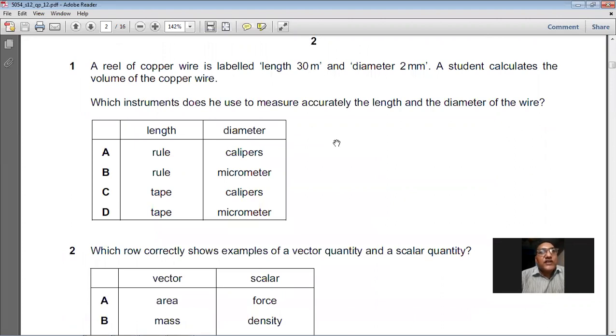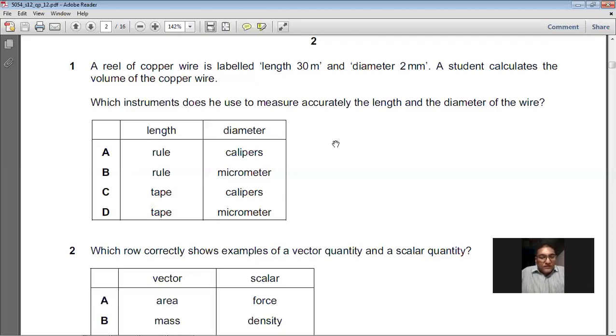On your screen, the first question we have: a reel of copper wire is labeled length 30 meter and diameter 2 millimeter. A student calculates the volume of the copper wire. Which instruments does he use to measure accurately the length and the diameter of the wire? The length is 30 meter, so it's more than 1 meter, so we will use the tape. The diameter of wire is always measured with the micrometer. So for question number one, the best choice will be D.